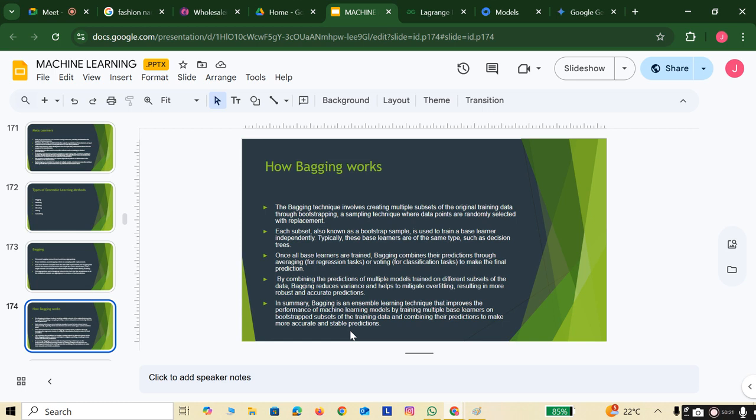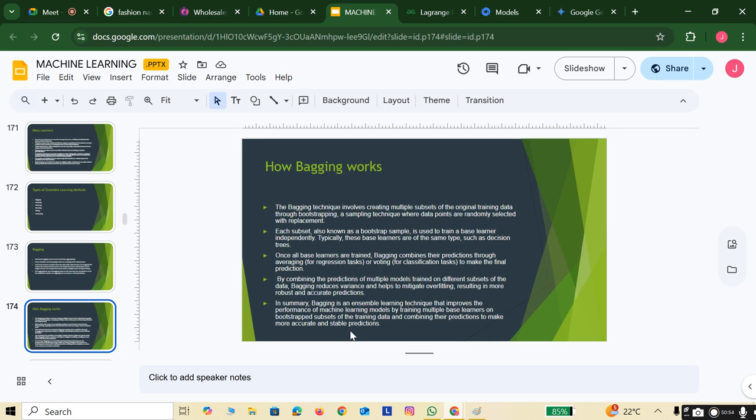Again, it is an ensemble technique where data points are randomly selected with replacement. So the bagging technique involves creating multiple subsets of the original data through bootstrapping. You take samples using bootstrapping, where you can take samples with replacement. You may replace later. Each subset, also known as a bootstrap sample, is used to train a base learner independently. This is what I want to focus on. Typically, these base learners are of the same type, such as decision trees.